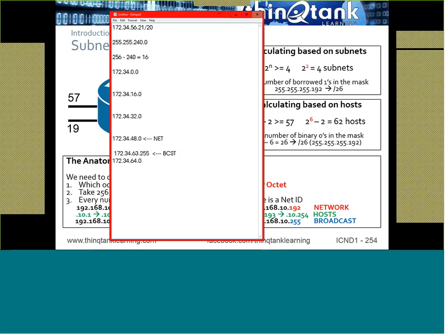Is 63.255 one less than 64.0? 63 is one less than 64. Agreed? But here's the question. Where do we get the 255 in the fourth option? Because what's one less than 0?